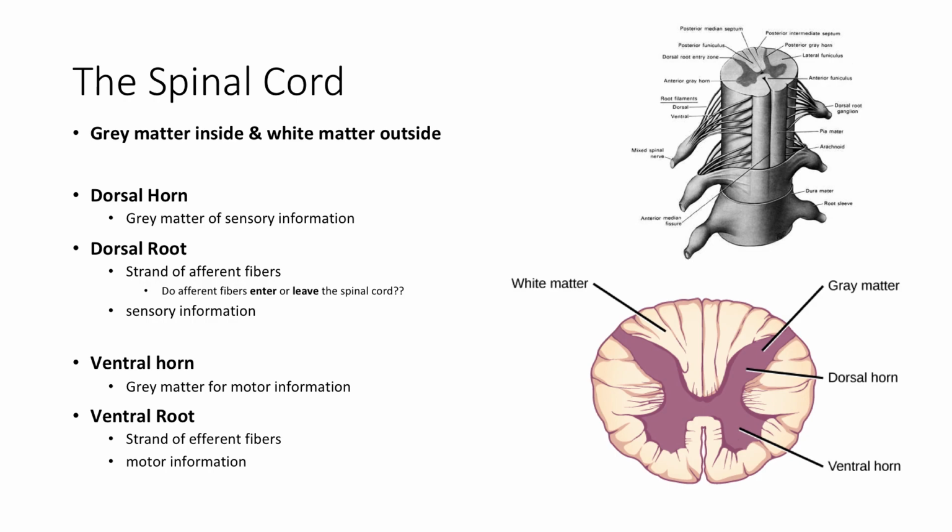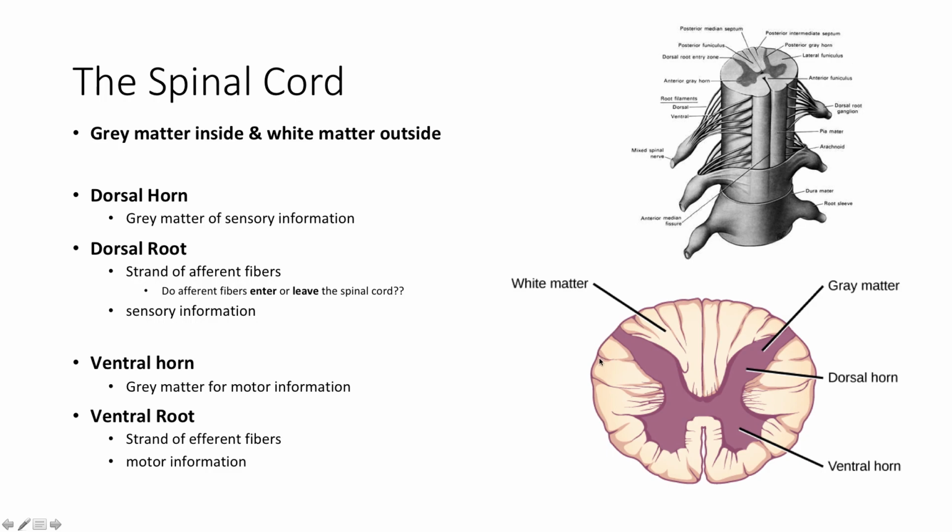So the anterior half of the spinal cord is important for motor information, so being able to move your muscles. So this part is important for motor movement. And then this part is important for sensory information, for example, touch or temperature or heat. Sensory information is afferent, it goes towards the brain, and motor information is efferent, it goes away from the brain.